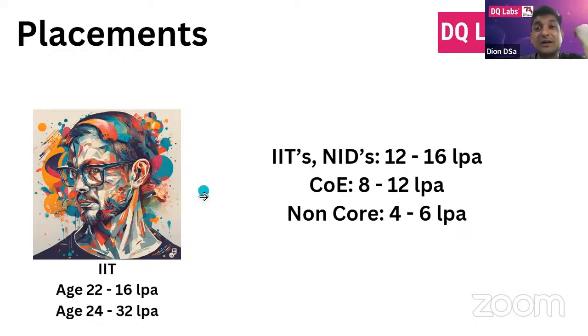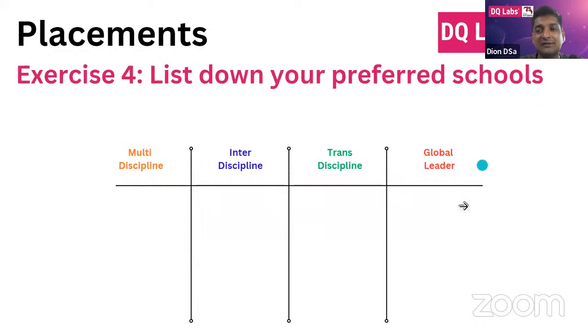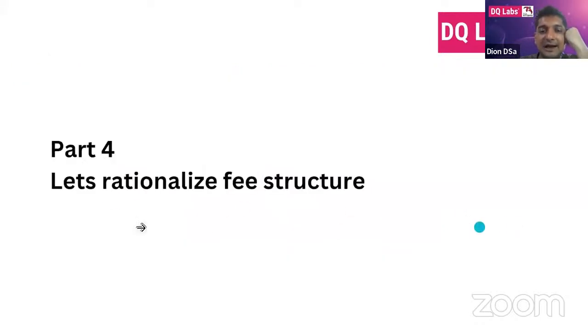If you go to a non-core school, and some of the schools I've left out because I found them to be non-core, when you graduate from there you'll probably get 4 to 6 lakhs, doing the same quality of job but in the 4 to 6 lakh range. So that's the difference of getting into these schools versus the centers of excellence. So we recommend that you stick to the list that we've suggested, and hope that helps you.